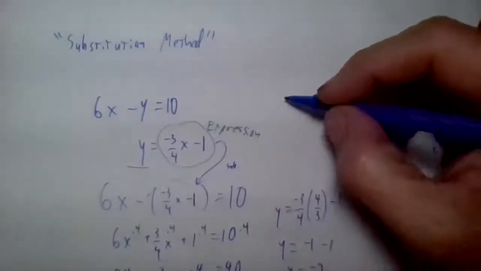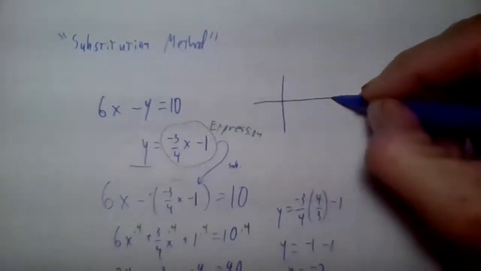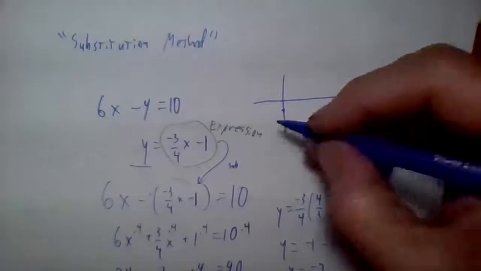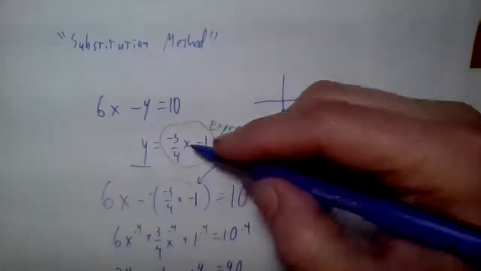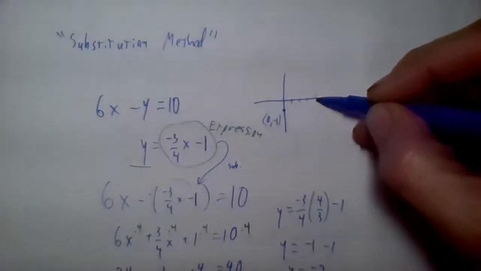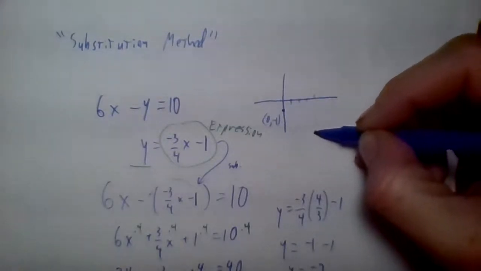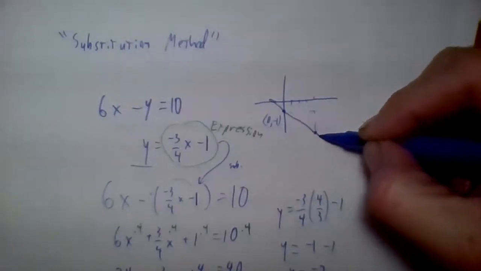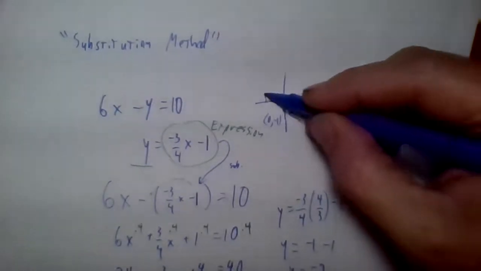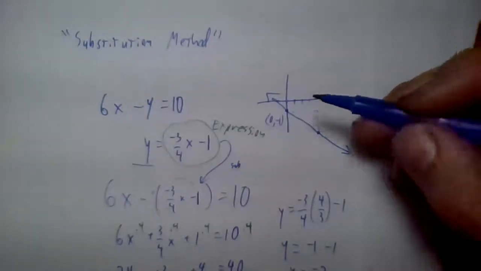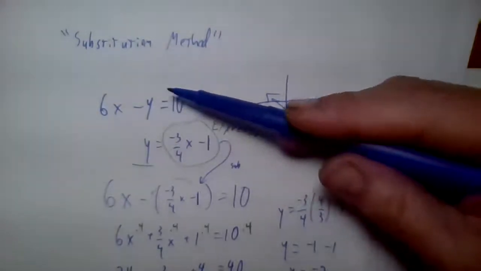We can graph these things since we know about slope-intercept form. We know this one has an intercept at -1 on the y-axis and a slope of -3/4. That's going over 4 and down 3. So it would be down here. Over 4 and down 3 is the slope of it. So it's going this way. That would be the graph of this equation.